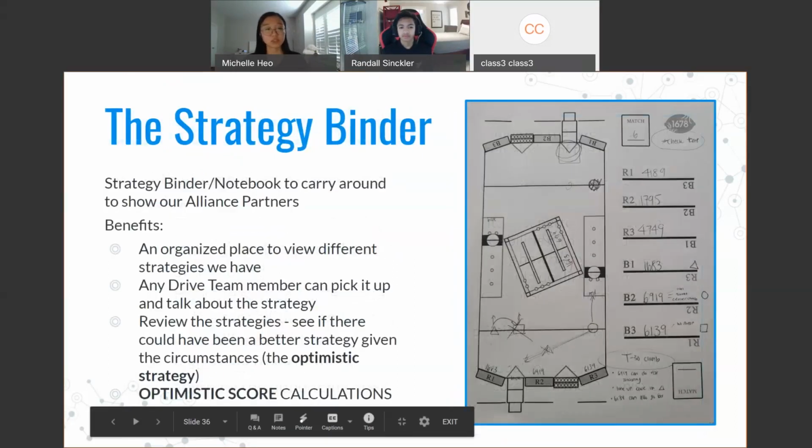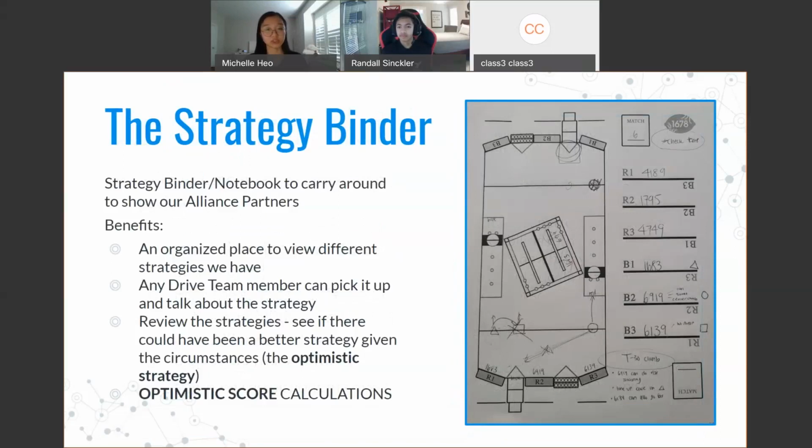So what we have to help us plan out our strategies is a strategy binder. We usually have multiple copies of a field layout, or a whiteboard with the field layout drawn onto it, that we can mark up. On the right, you'll notice a sample of a strategy sheet we use, and this is actually from Citrus Circuits, who has an excellent strategy system.